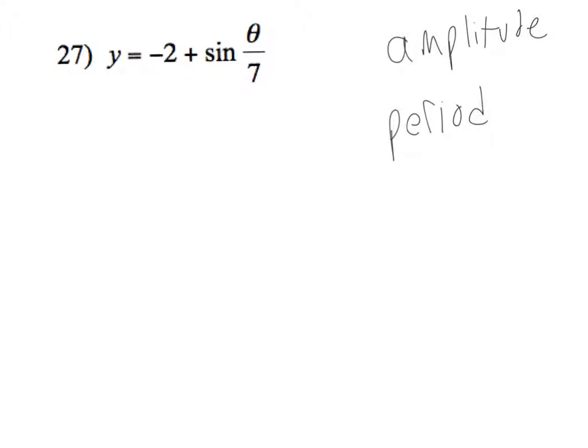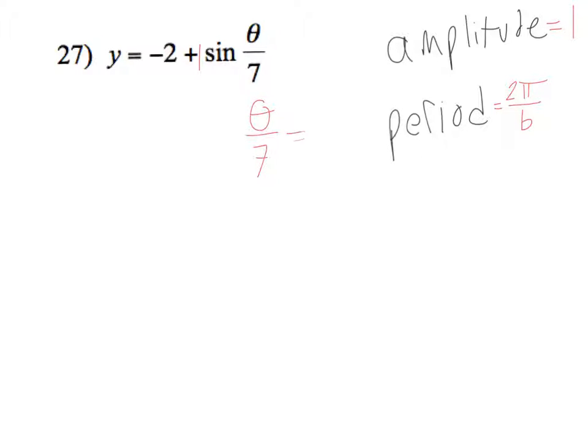Here we're trying to find the amplitude and the period. This one's a little bit sneaky because it looks like that -2 is the amplitude, but in fact the amplitude is the number multiplied by the trig function, which in this case is 1. The period we know is going to be 2 pi over b.